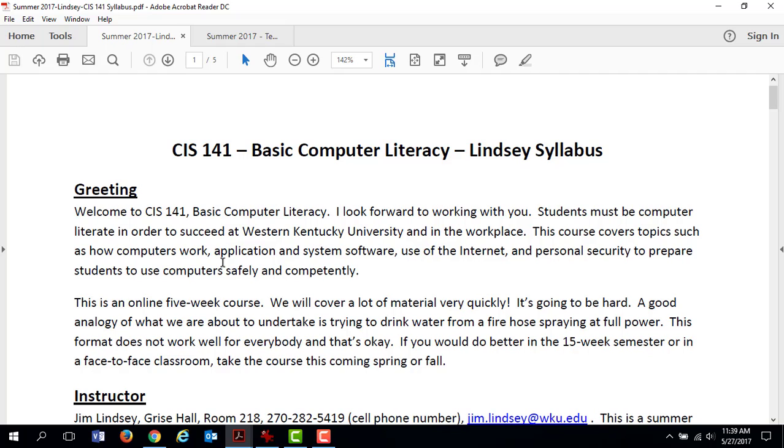As the greeting says, the purpose of this class is to get you to where you're comfortable working with the computer and you're competent with the basic skills so that you can do all of your WKU work. And hopefully more. Hopefully we're preparing you to do some things even beyond that. But we are going to talk about basic concepts in the information systems world, such as hardware and software, networks, security. We'll spend a good amount of time on security, and so those are the things that we'll be talking about.